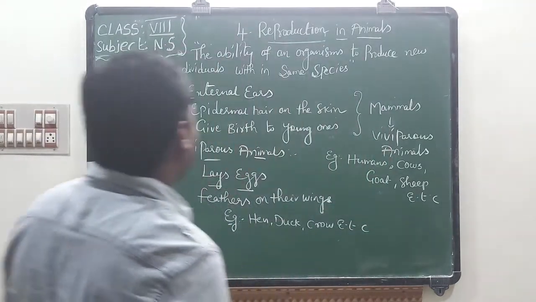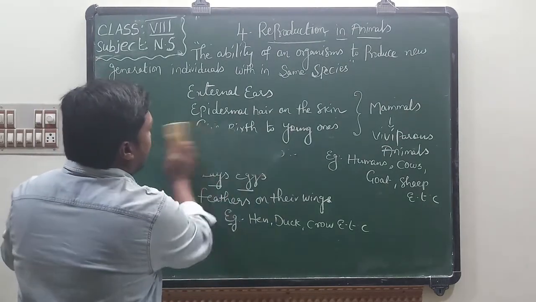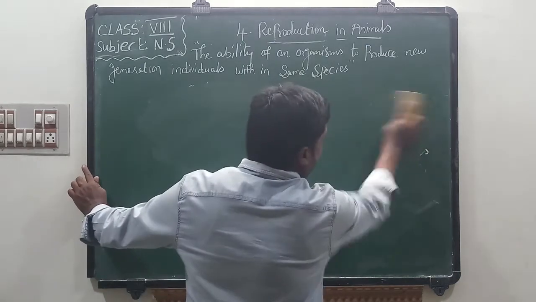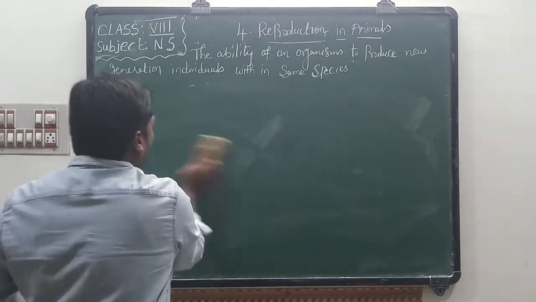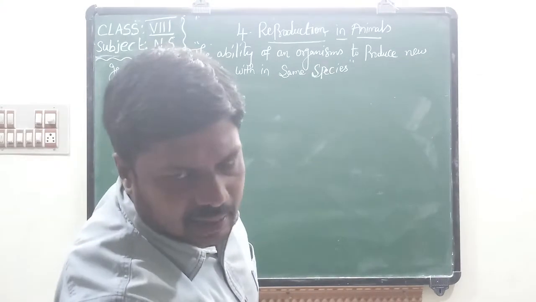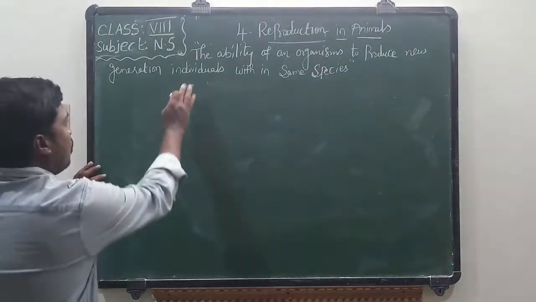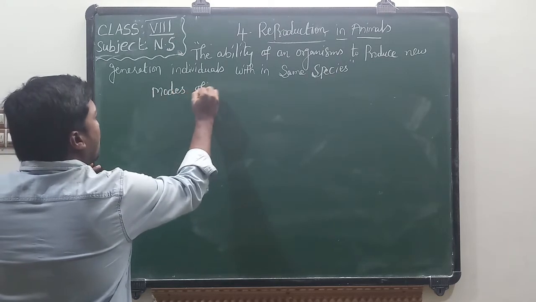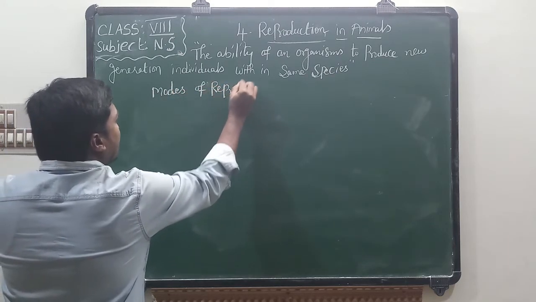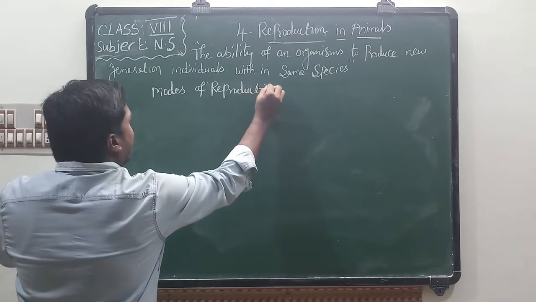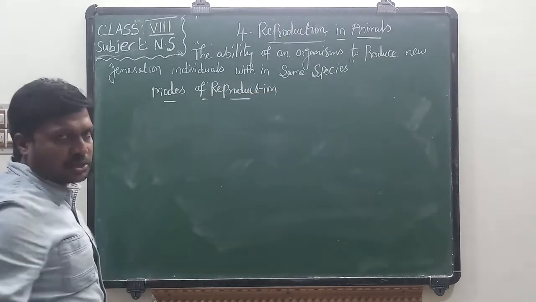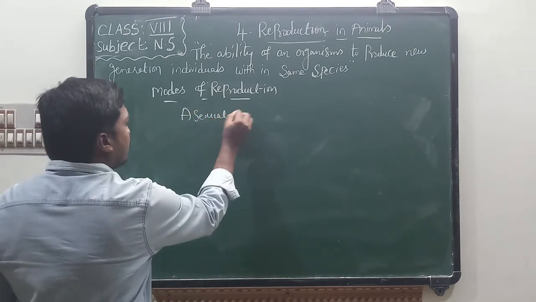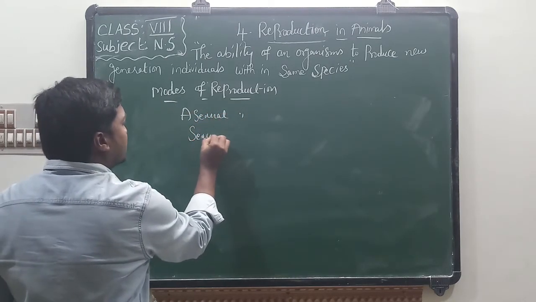Now I will explain the next topic in the reproduction lesson, that is modes of reproduction. Second topic, already we learnt about oviparous animals and viviparous animals. Now I will explain the second topic in the fourth lesson, that is modes of reproduction. Living organisms can perform two types of reproduction. One is asexual reproduction and the second one is sexual reproduction.